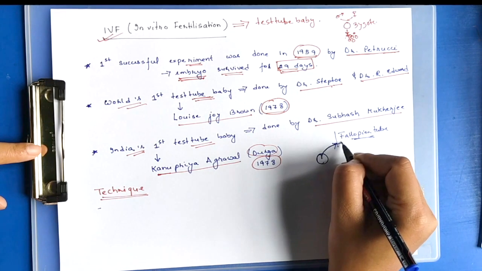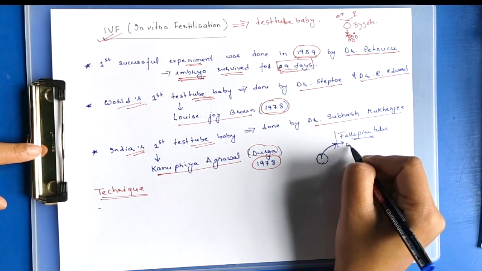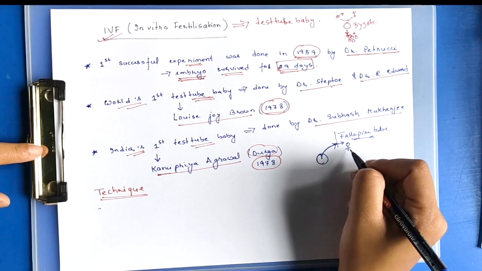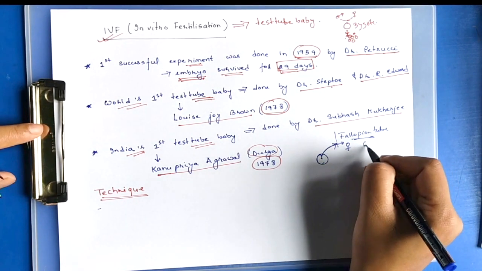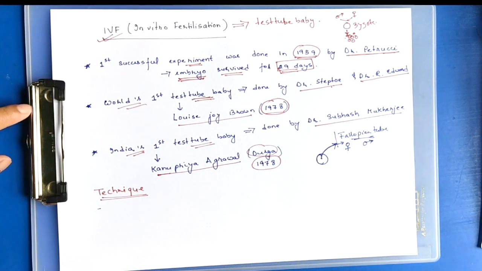The egg cannot travel through the fallopian tubes, so it cannot meet with the sperm, then fertilization cannot take place and the woman cannot conceive.